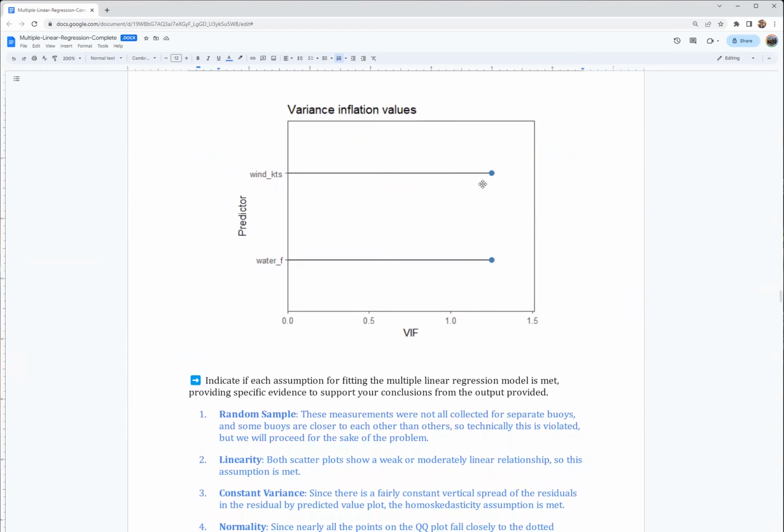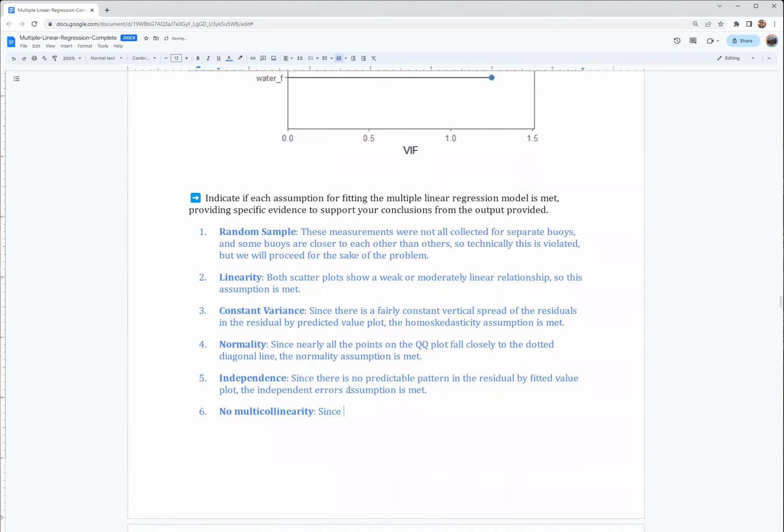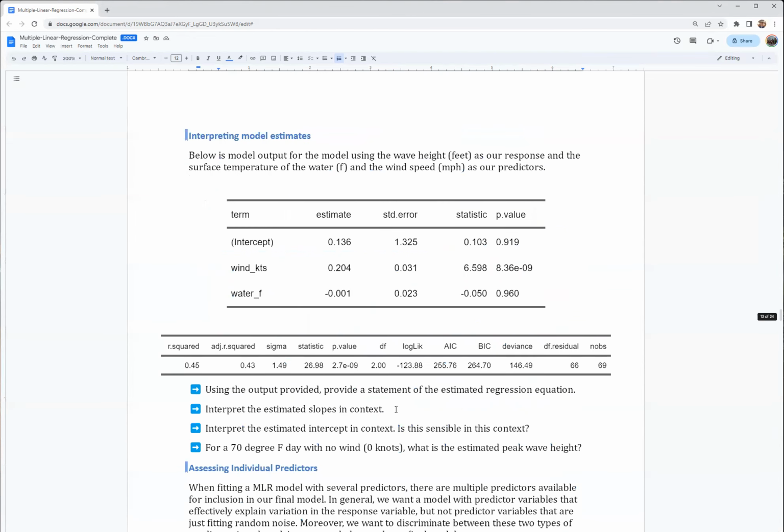And here we're looking if it exceeds 5. That's not the case here. So since none of the predictors have VIF values above 5, there are no issues with multicollinearity. Okay, great. So pretty much everything is met. I mean, our random sample assumption was a little questionable, but we're just putting our heads in the sand about that for a little bit and going to move on with the problem.